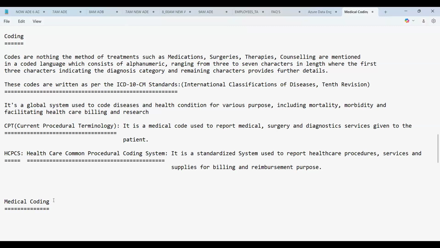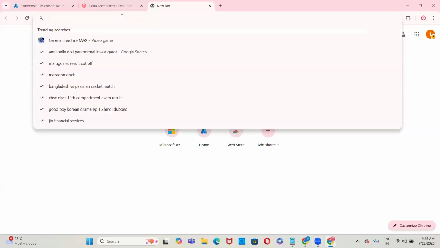So what is the job of a medical coder? The medical coder, or a person who is into medical coding, must and should know the codings. I'm sharing the screen. You have many methods of treatment and many diseases. How to identify that, how to read it, how to remember it?